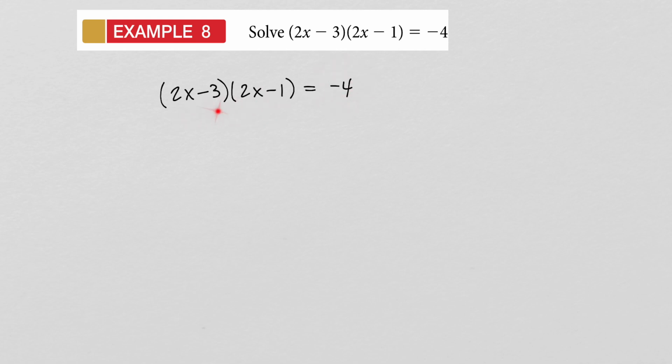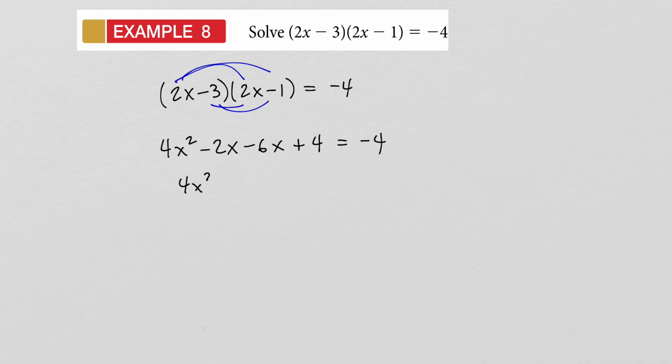And so this factoring is not good. We need to multiply this out. So what we have is 4x squared minus 2x minus 6x plus 4 equals negative 4, right? So just FOIL it out. Combine like terms, we have 4x squared minus 8x plus 4 equals negative 4. Let me go ahead and add 4 to both sides. That gives us 4x squared minus 8x plus 8 is equal to 0.